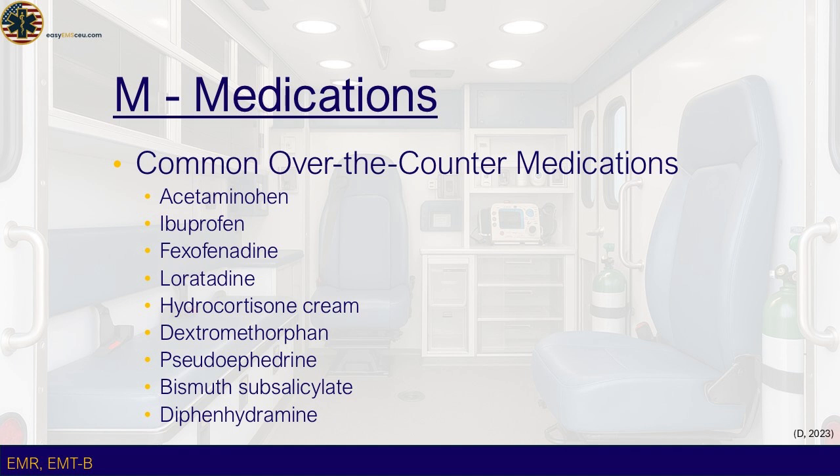fexofenadine, with brand names such as Allegra or Mucinex, loratadine, brand names Claritin or Alavert, hydrocortisone cream, dextromethorphan, which is common in many OTC cough medicine, pseudoephedrine, brand name Sudafed, a decongestant, bismuth subsalicylate, with brand names such as Kaopectate, Pepto-Bismol or Maalox, and diphenhydramine, also known as Benadryl.